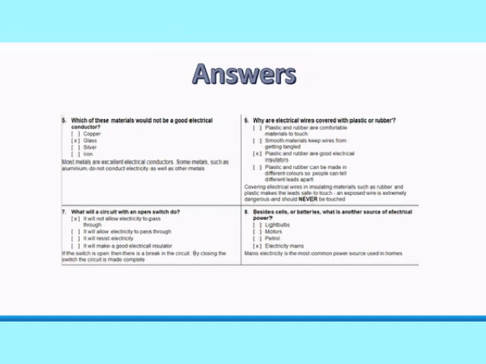Now, question 8 was, besides cells or batteries, what is another source of electrical power? Well, it's electricity. Mains is the power source. So mains electricity is the most common power source used in homes. If you look all around you, you'll notice that even our laptop charger, our microwave and dishwasher, fridge, kettle, everything operates on mains power.